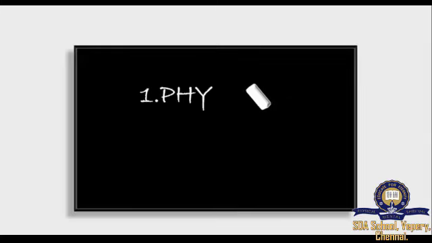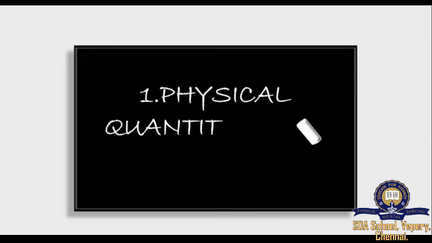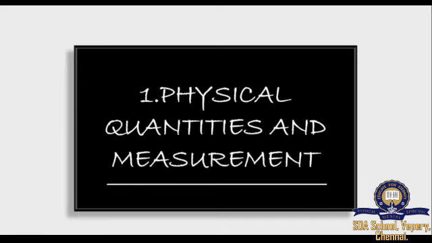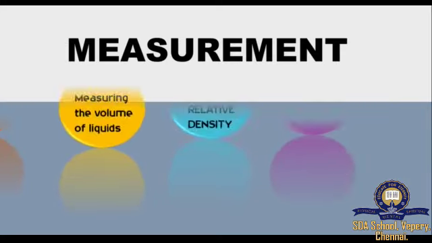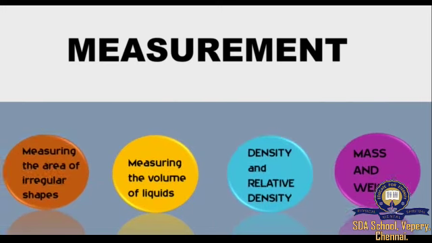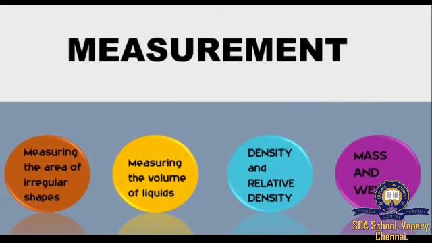Class, we are going to see about physical quantities and measurement. So in this lesson, you will be learning about measuring the area of irregular shapes and measuring the volume of liquids. You will learn what is density and relative density, and we will also learn about what is mass and weight. We will compare both the physical terms called mass and weight. So shall we move to the first topic?